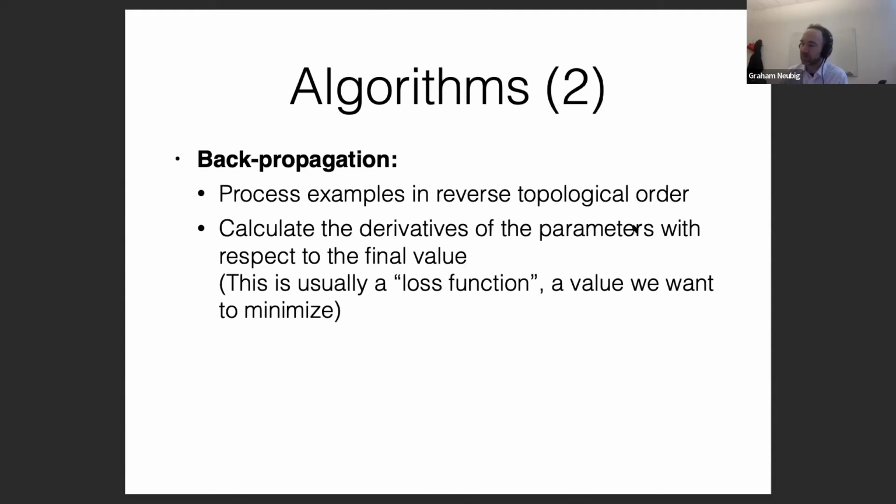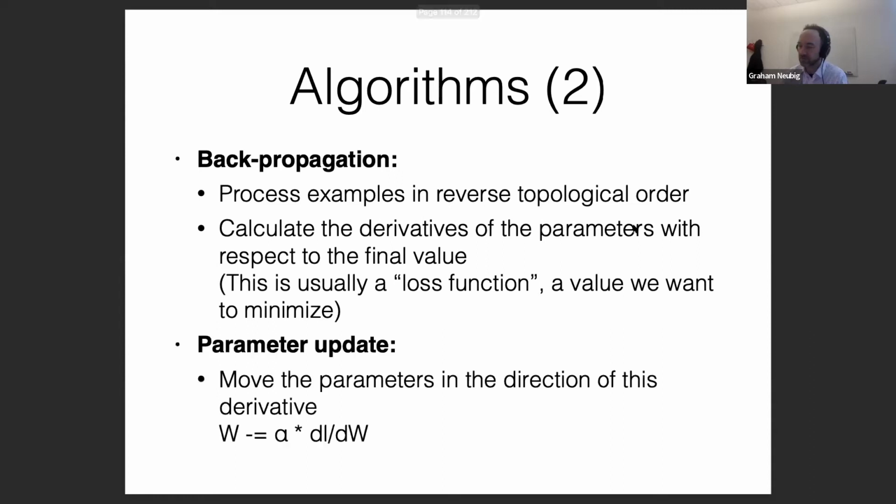And we also have back propagation. And back propagation, basically what it does is it processes examples in reverse topological order, calculating the derivatives of the parameters with respect to the final value. And this is usually the loss function, the value we want to minimize. So in many cases, this is the negative log likelihood of the predictions over the true values. And by minimizing this negative log likelihood, that allows us to maximize the probability of getting the correct answer. And then we take the derivatives calculated through back propagation to update the parameters of the model.